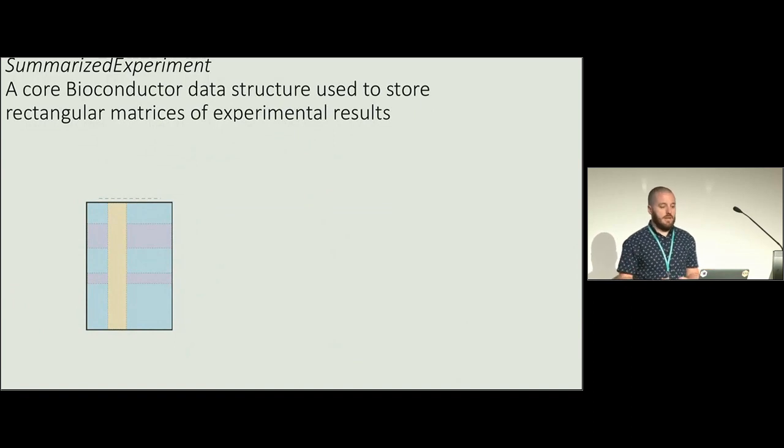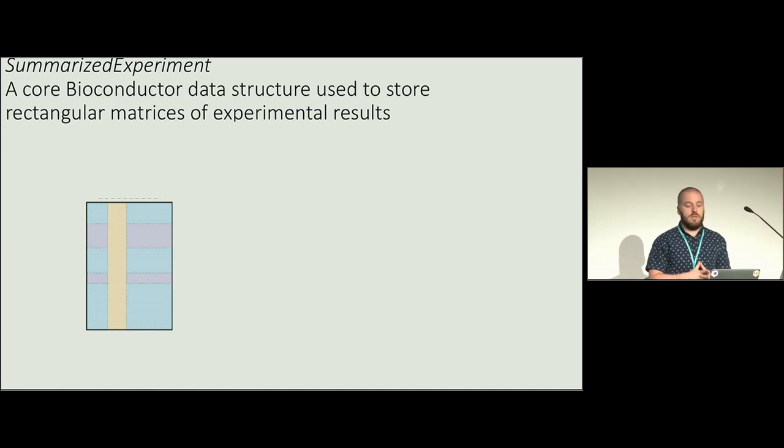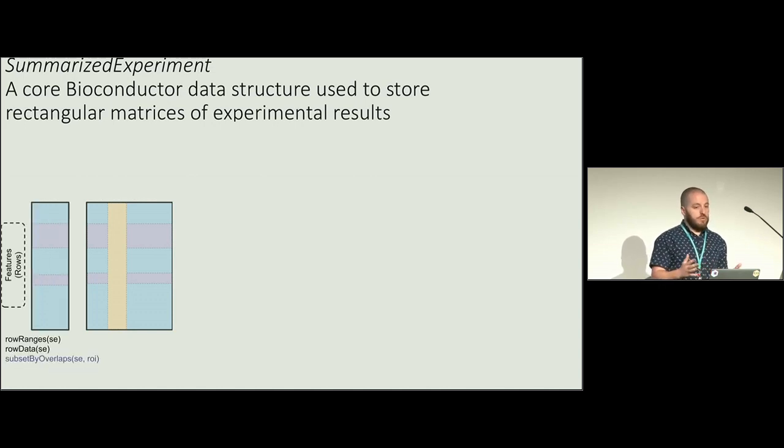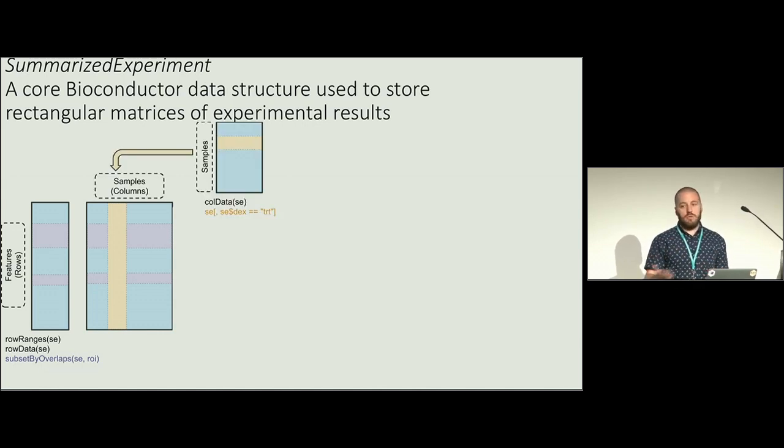So to take a step back, one of the core data structures in Bioconductor is the SummarizedExperiment. You can think of it as basically like a matrix with some annotations. You have rows which describe some sort of features. These might be genes, it might be SNPs, it might be other loci in the genome. And then the columns represent the samples. And for each of the rows, which are the features, and the columns, which are the samples, you have metadata tables that describe information about those.